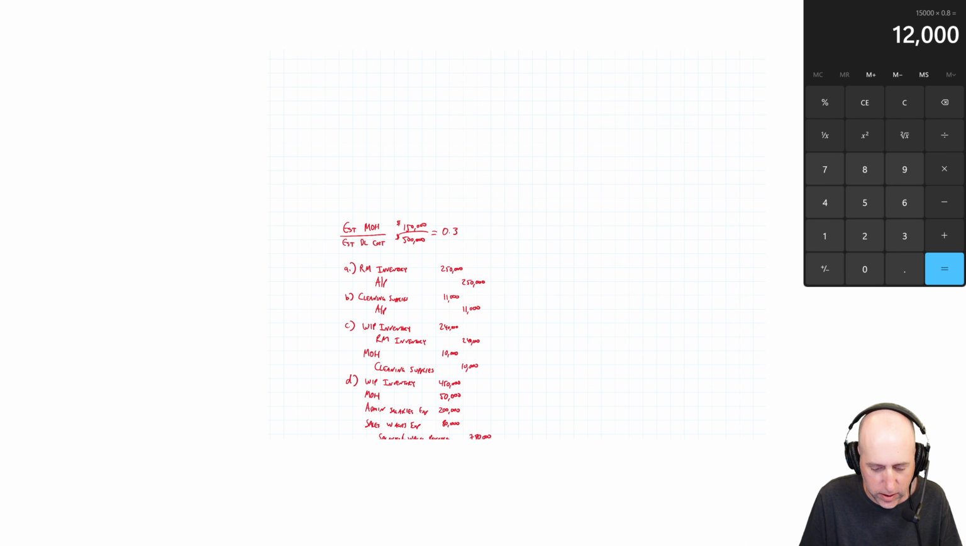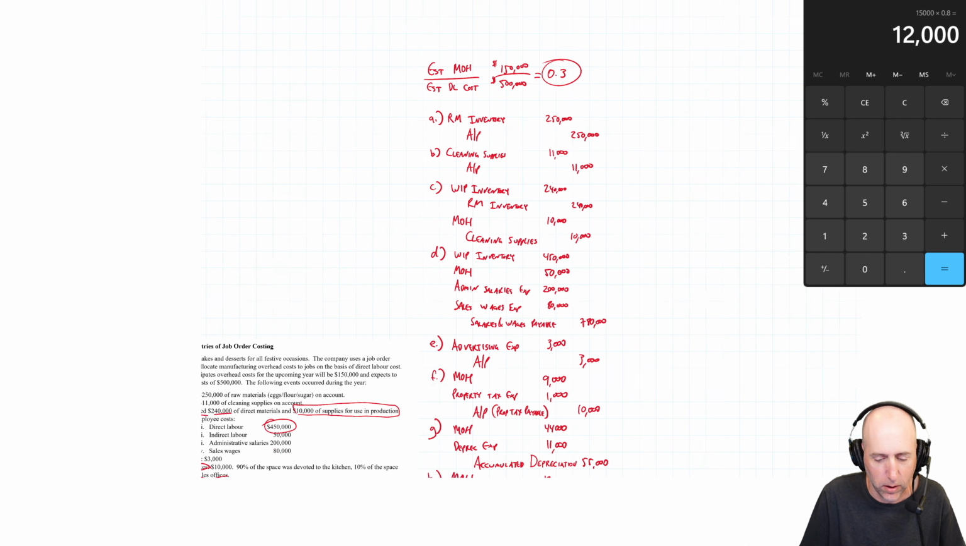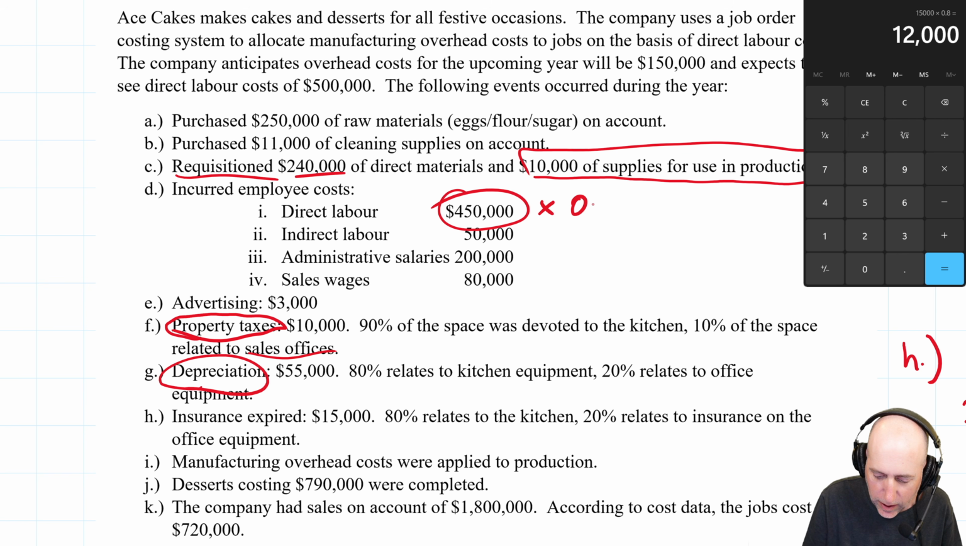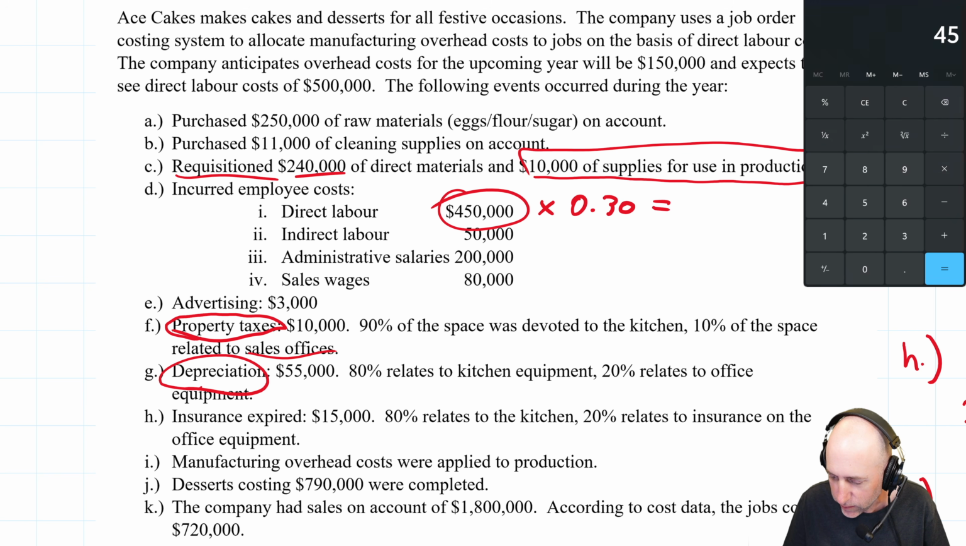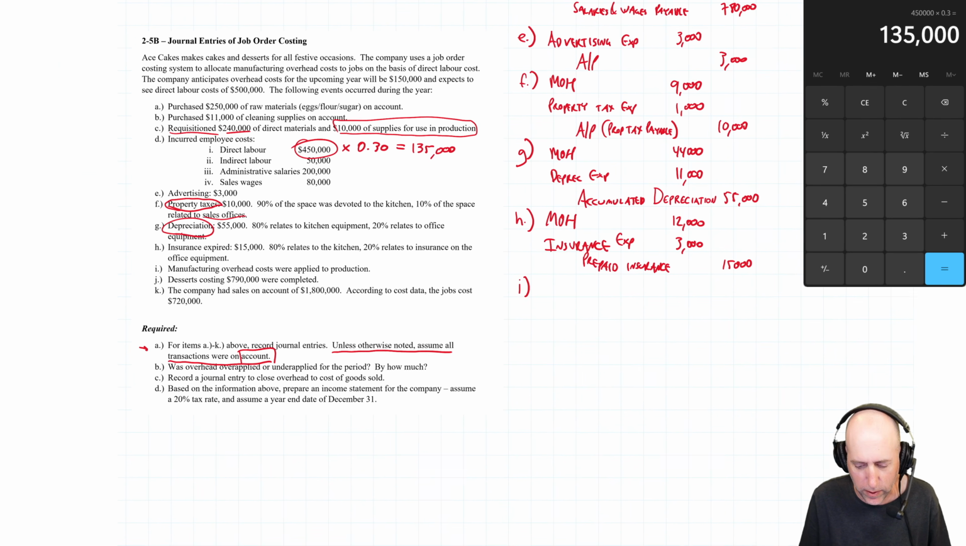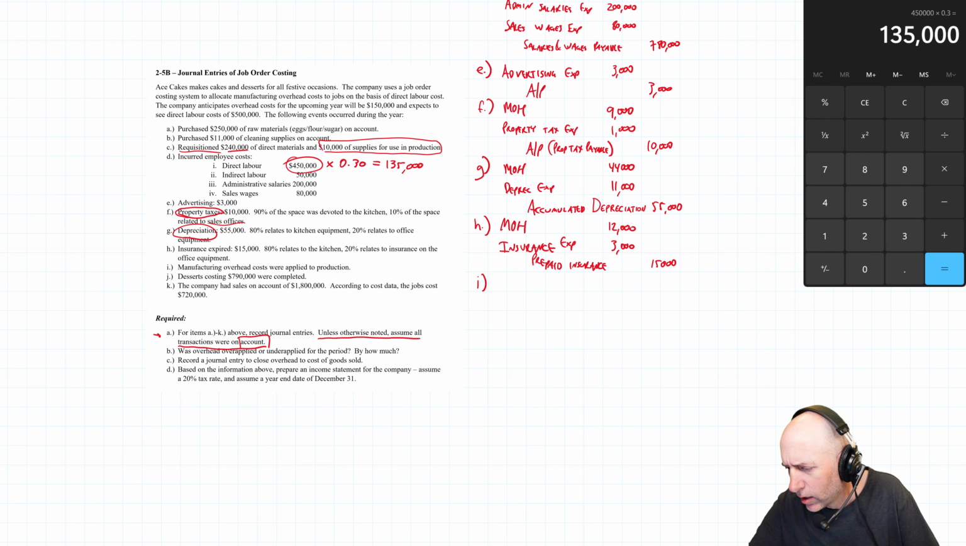$450. And what we had said was our predetermined overhead rate said, for every dollar I spend on labor, I expect to spend 30 cents, 30% on overhead. So I spent 450 grand on labor, I expect to spend 30% on overhead. So 450 times 0.3, I expect my overhead cost, if I did 450 grand of labor, would be 135.